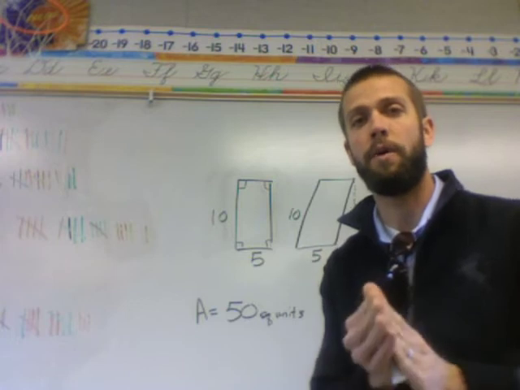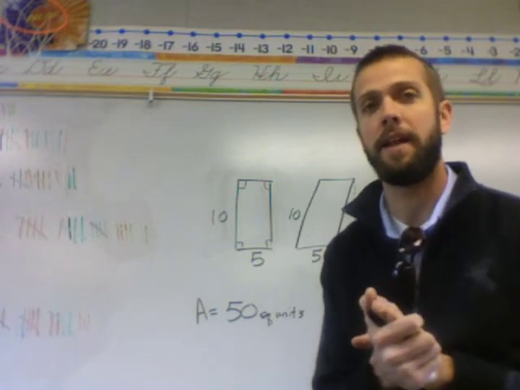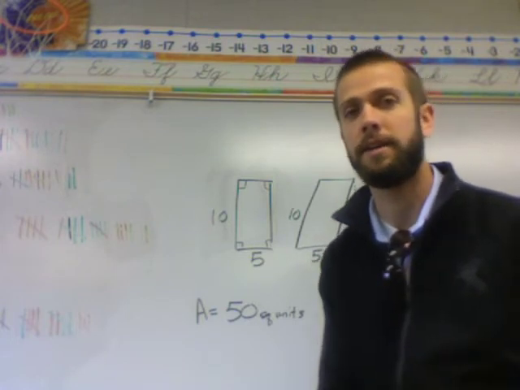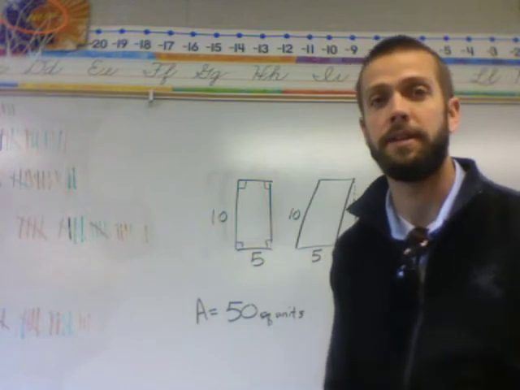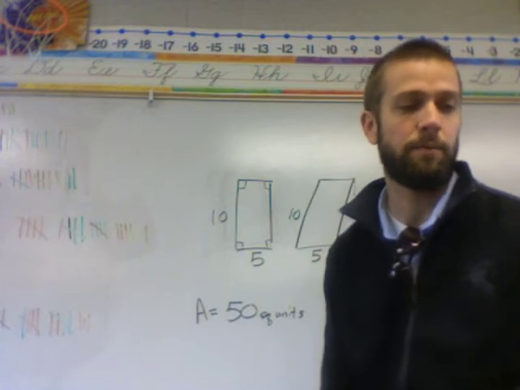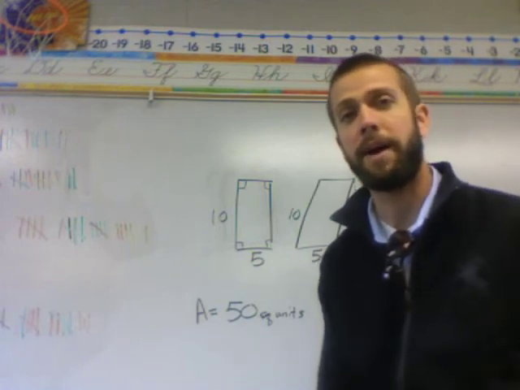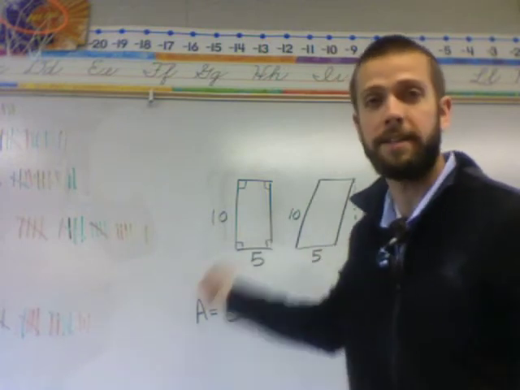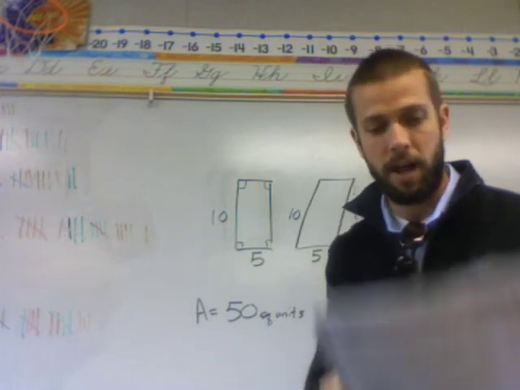So that is the trick with base times height for area. Always look for the height of the object, not just the side of the object, especially when the object is tilted. One of the questions in your homework tonight says, what's the difference between a parallelogram and a rectangle? We discussed that, right? The 90-degree corners.